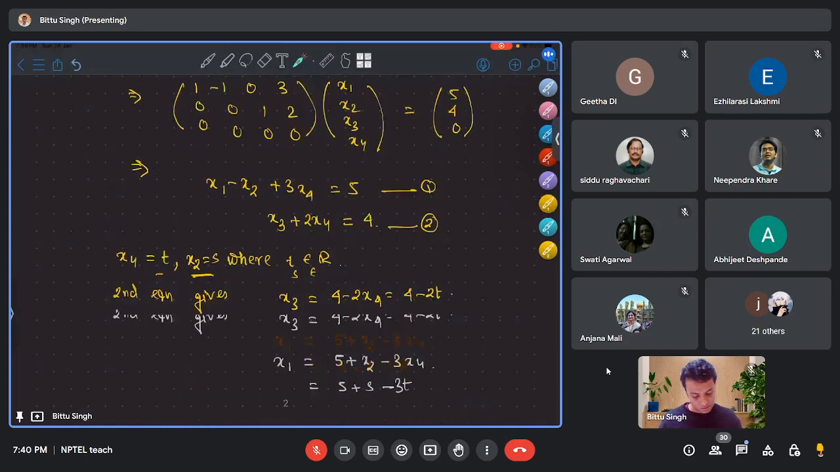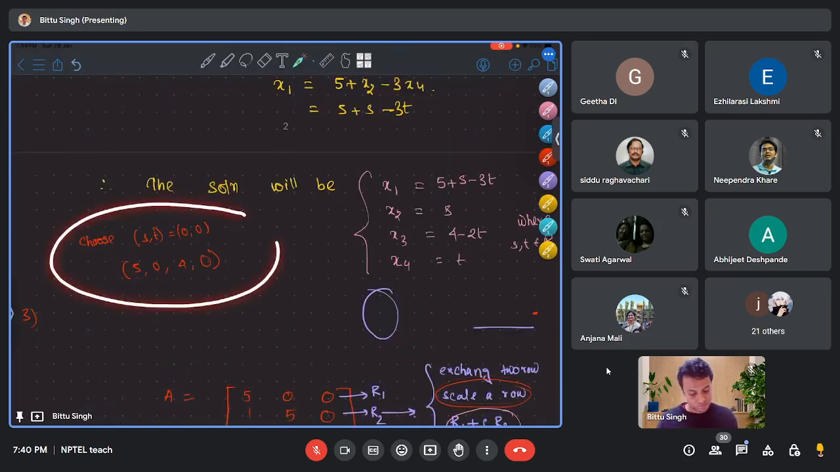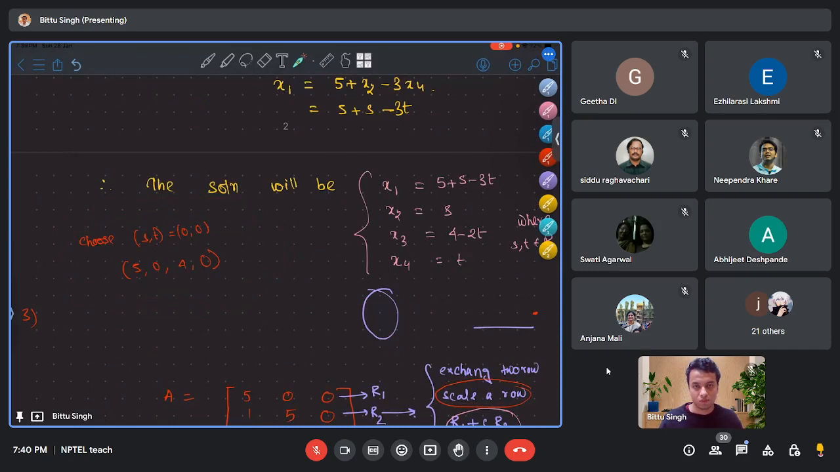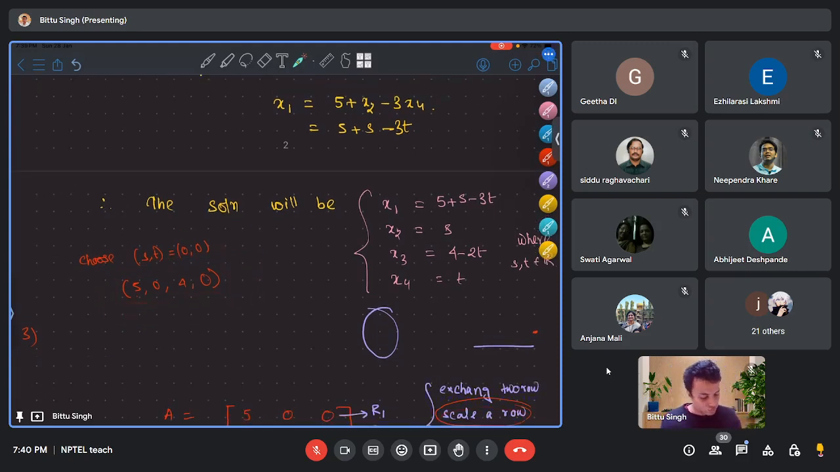Therefore, clearly you can see this is a solution, 5, 0, 4, 0, because this thing satisfies all the three equations. Okay. So this is a solution, and instead of choosing s and t both 0, choose any other thing. For example, choose s equal to 1, t equal to 2, or any real number, whatever you want. You just put those entries in the equations. You will see that the system is satisfied.